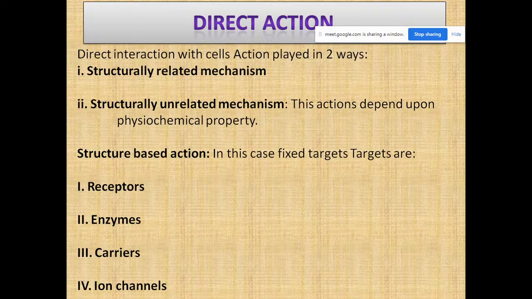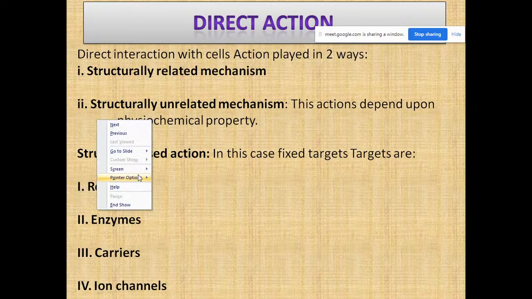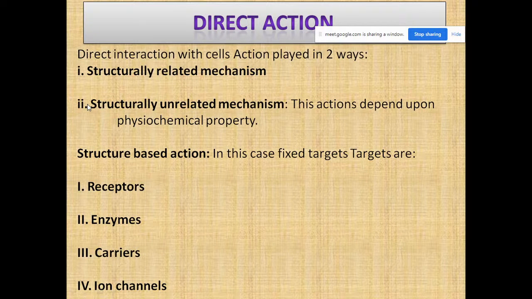Now, structurally non-related mechanisms, the action depends on the physico-chemical property of the drug. Say, for example, if you are having acidity and when you take the ENO, so what will ENO do? ENO contains nothing but sodium bicarbonate. So, it will neutralize the acid. How? By virtue of its physico-chemical property. So, that is structurally unrelated mechanism. Similarly, your activated charcoal will cause the adsorption of the toxin or poisonous material in the gastrointestinal tract. So that is the example of structurally unrelated mechanism.